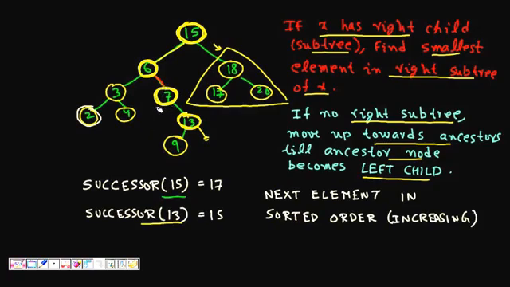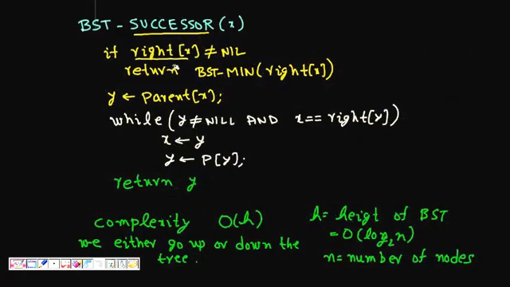Or for 15, it has a right subtree, so its successor will be the minimum value in the right subtree, which is 17. So if it has a right subtree, then just find the minimum in that right subtree. And for finding the minimum, just keep on going towards the left child till that node hasn't got any left child. So if it is a right subtree, then we will find the minimum from that.